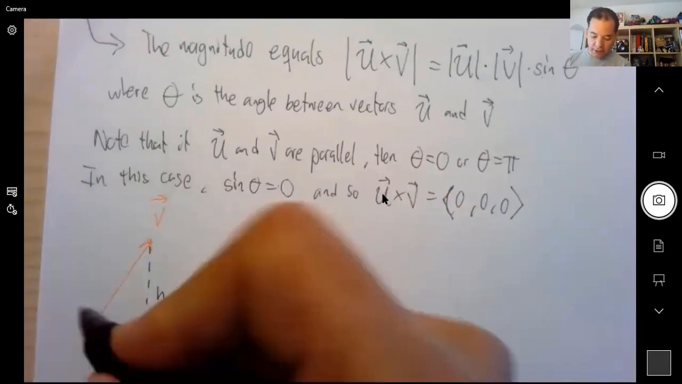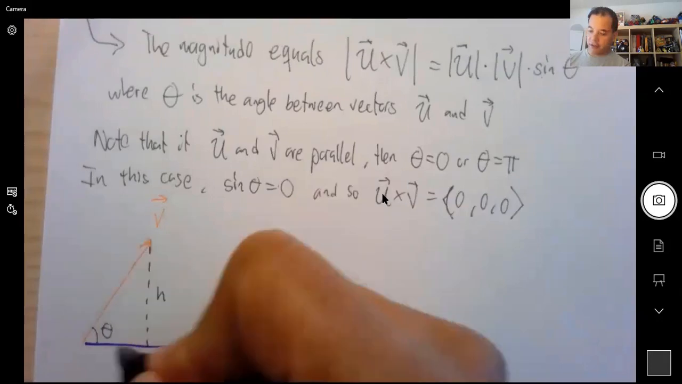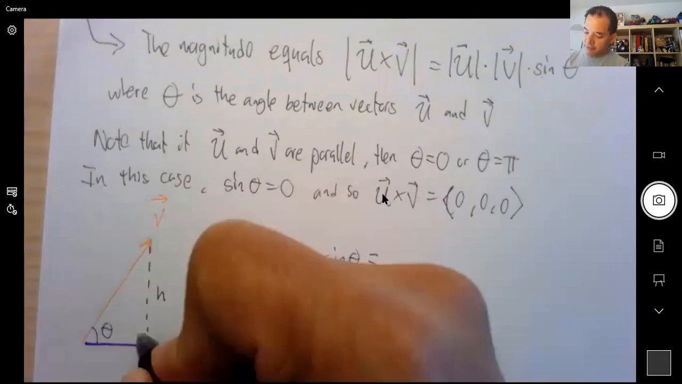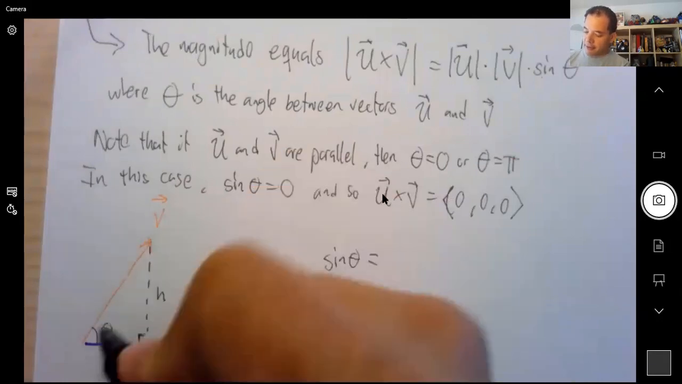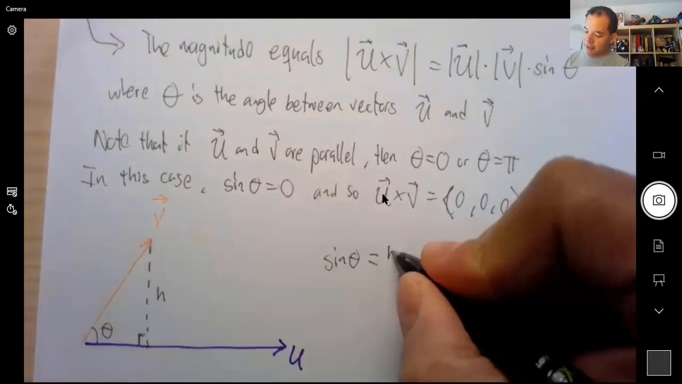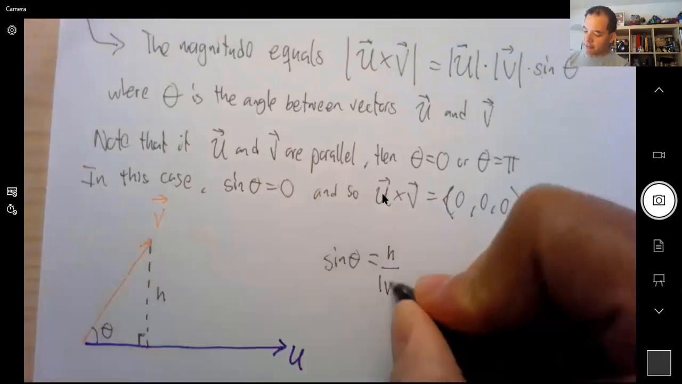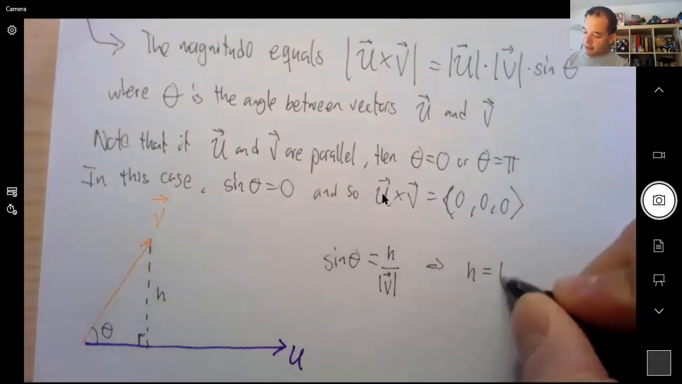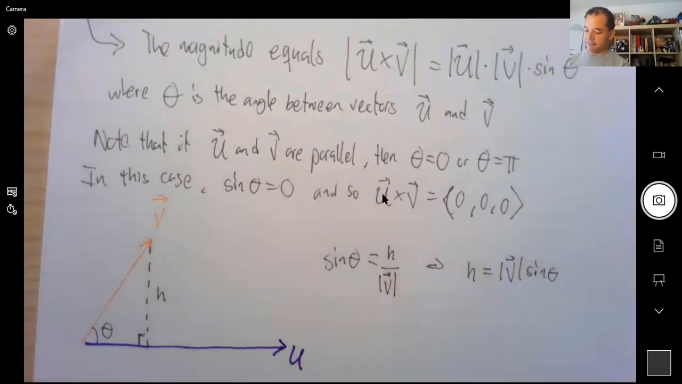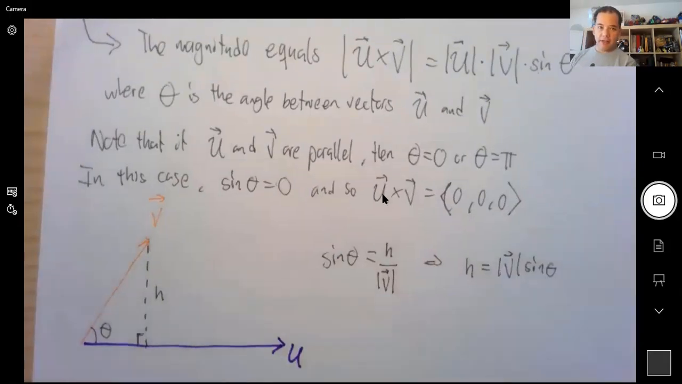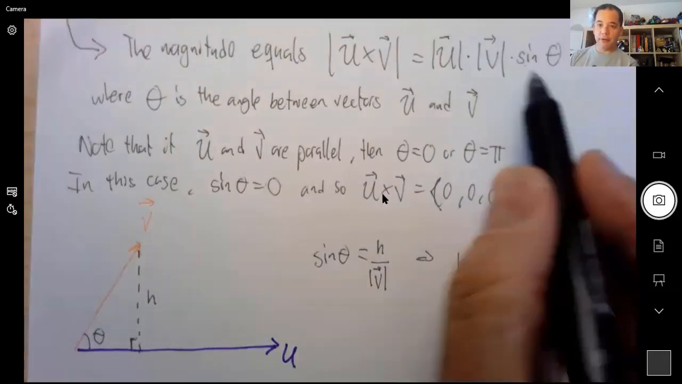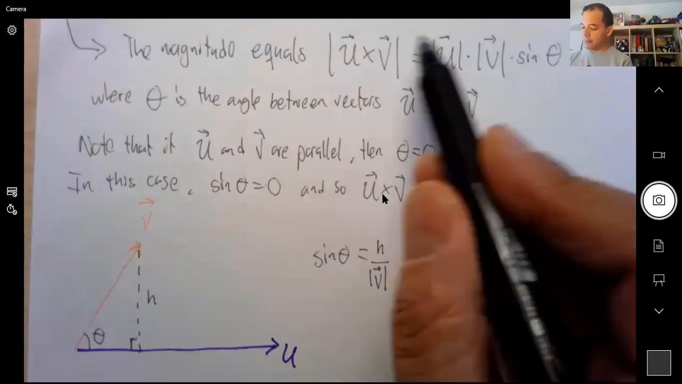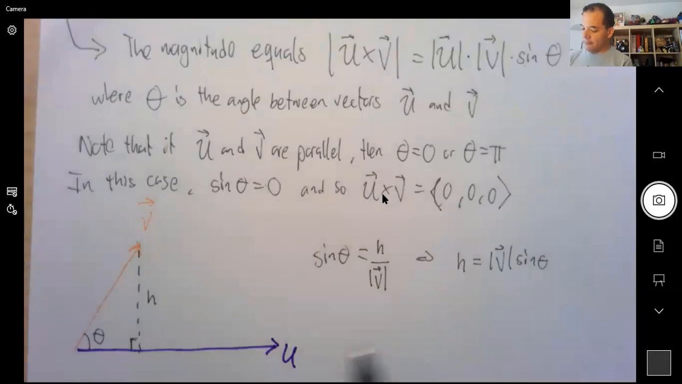Well, let's do a little bit of trigonometry here. What is the sine of theta in this right triangle? Well, it's the opposite divided by the hypotenuse. So the opposite is h, and the hypotenuse is magnitude of v. So that means that my height is magnitude of v times sine theta. And then this magnitude that we have on top, the magnitude of u times magnitude of v times sine theta, so the magnitude of the cross product, is like this number times u.